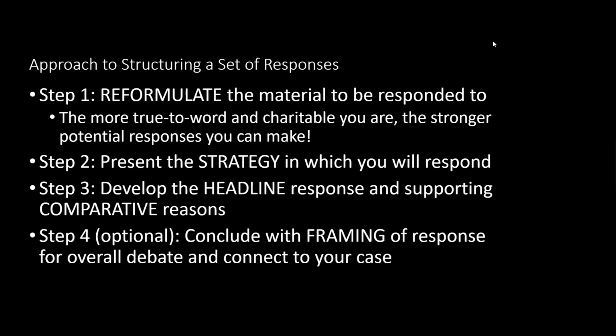All right, so that is the approach to structuring a set of responses. And again, it's always about clearing up what you are responding to and how you are responding to it, and what your strategy is and what your framing is for this particular response. Again, it's very, very important to be comparative here because you don't want to just give reasons in a vacuum. You want to be able to show why it is comparatively better or comparatively more likely on your side.